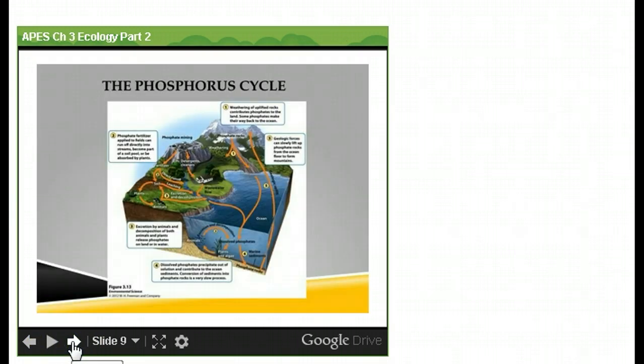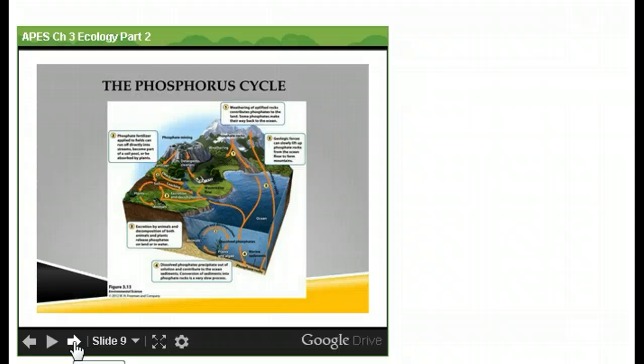Okay, phosphorus is another important chemical for plants and animals. It's a major component of DNA, RNA, and ATP. And remember, ATP is the energy-using chemical in the body of plants and animals. So it's used for energy transfer. So let's talk about the steps for the phosphorus cycle.